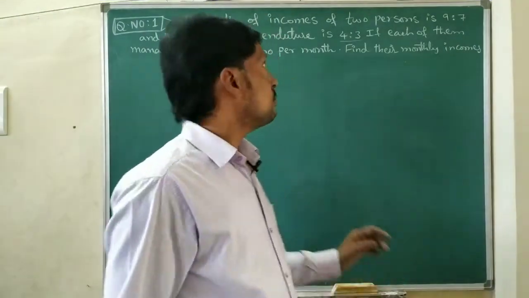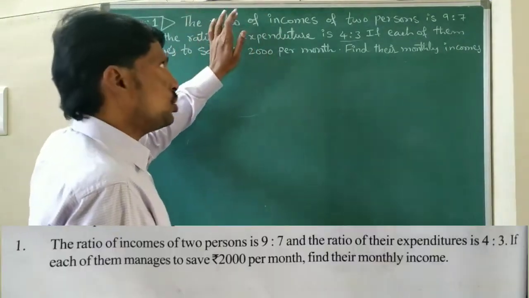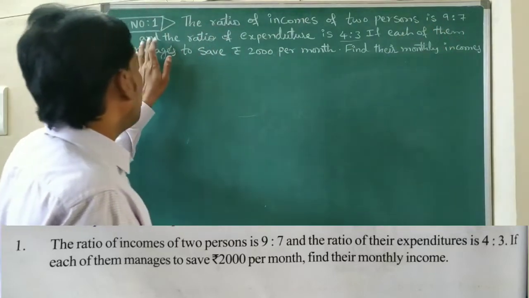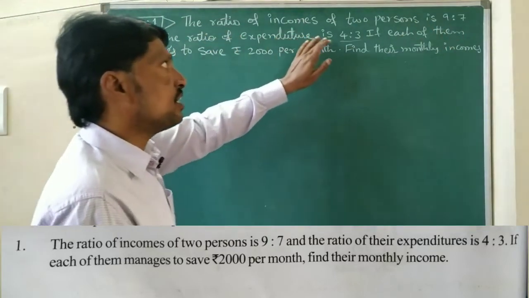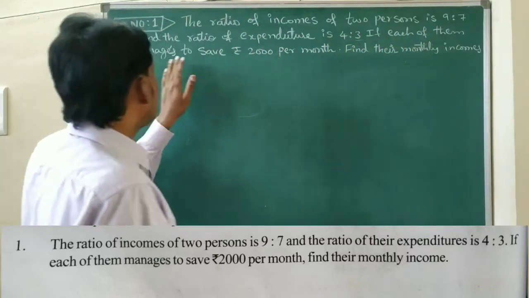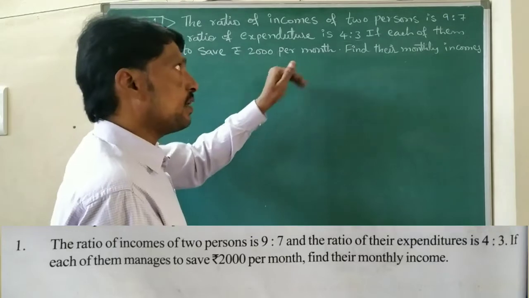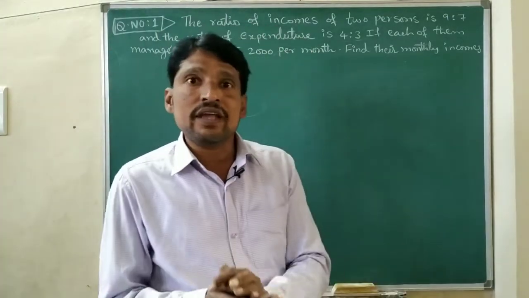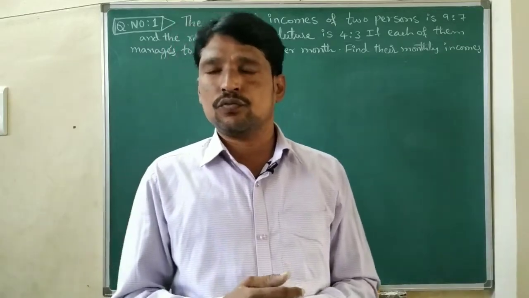Question number 1. The ratio of incomes of two persons is 9:7 and the ratio of expenditures is 4:3. If each of them managed to save rupees 2000 per month, find their monthly incomes. So here we have to find the monthly incomes.